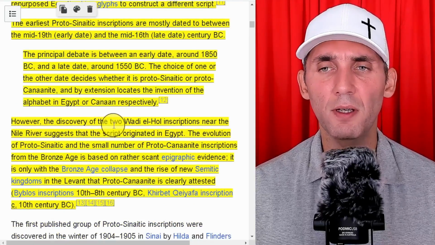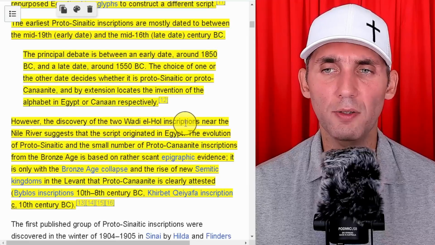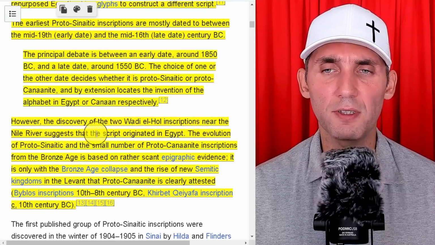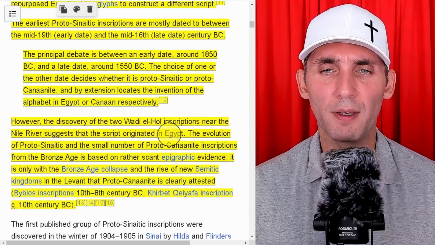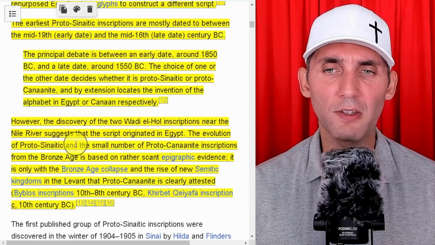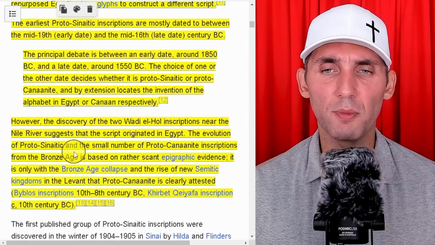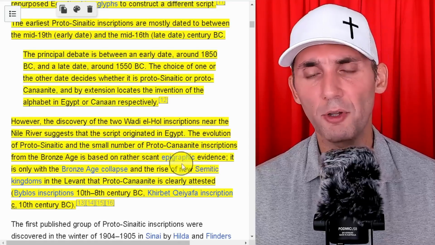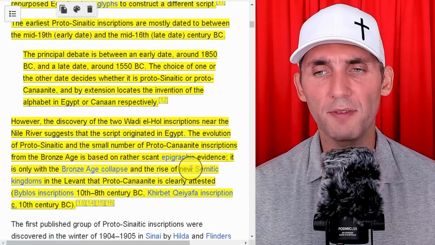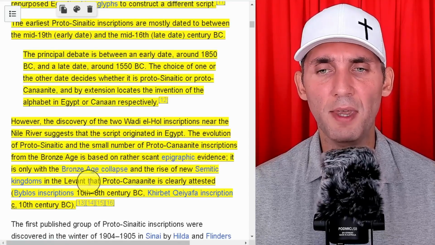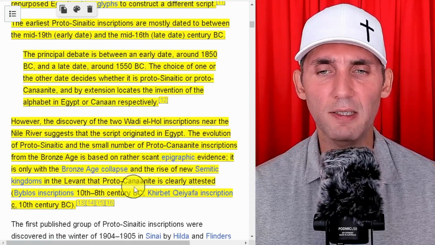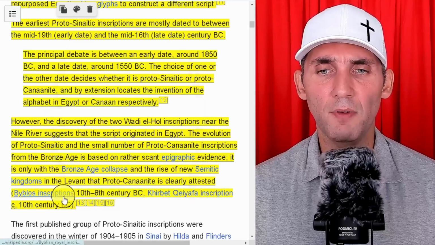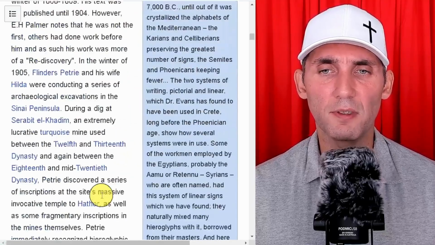However, the discovery of the 2 Wadi el-Hol inscriptions near the Nile River suggests that the script originated in Egypt. The evolution of Proto-Sinaitic and small number of Proto-Canaanite inscriptions from the Bronze Age is based on rather scant epigraphic evidence. It is only with the Bronze Age collapse and the rise of the new Semitic kingdoms in the Levant that Proto-Canaanite is clearly attested in various places. And it tells you some things there.